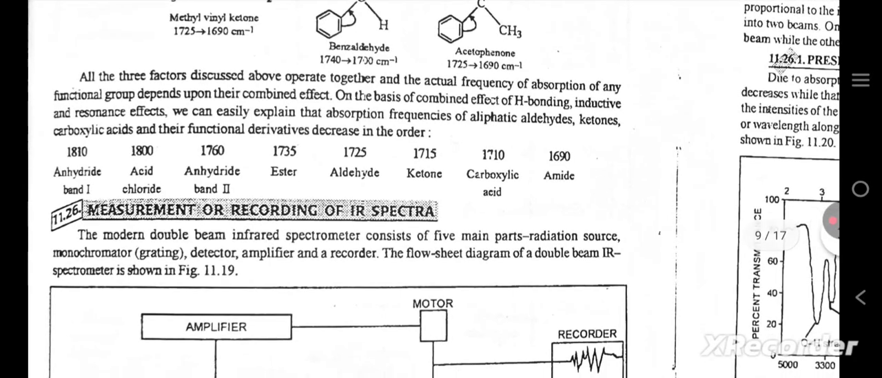All the three factors discussed above operate together, and the actual frequency of absorption of any functional group depends upon their combined effect. On the basis of the combined effect of H bonding, inductive and resonance effects, we can easily explain that absorption frequencies of aliphatic aldehydes, ketones, carboxylic acids, and their functional derivatives decrease in the order shown.